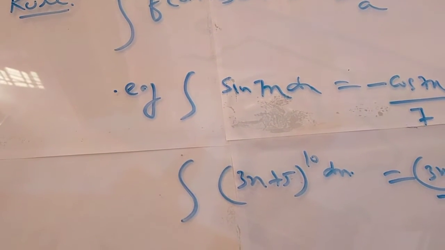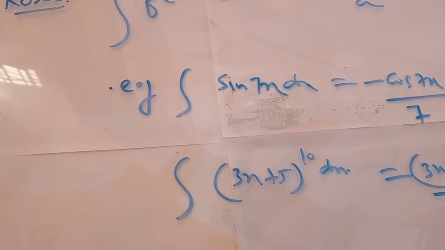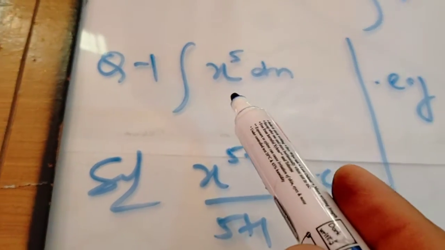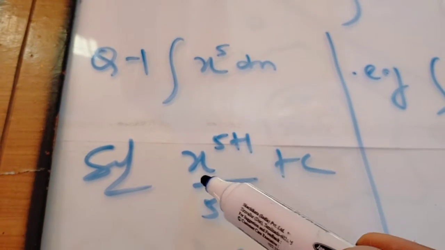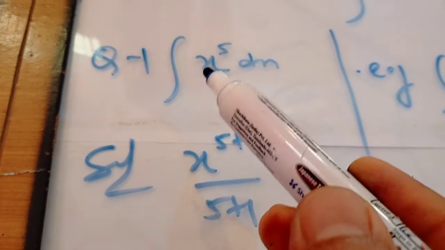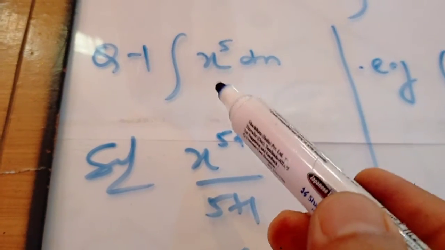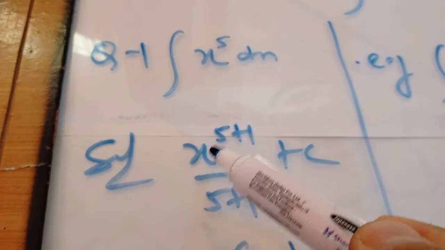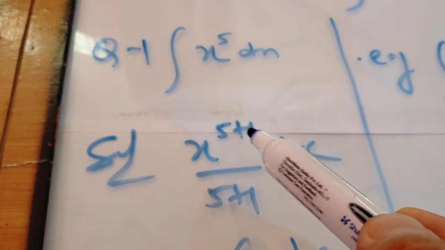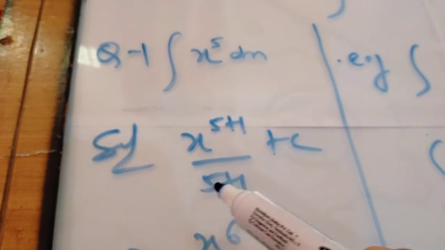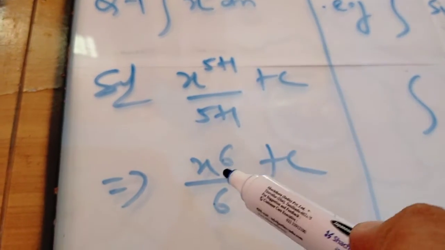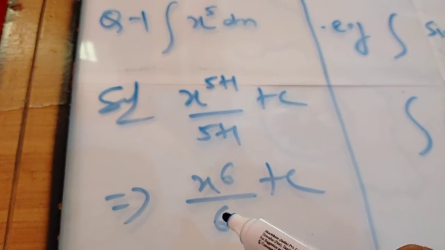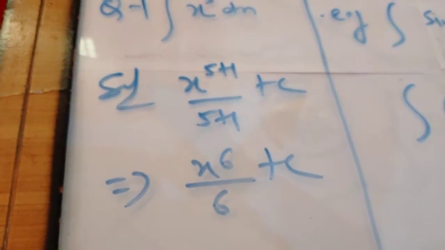Let's see how we are solving these questions. Now look at this question. We have integration of x raised to the power 5 dx. So this we can write as integration of x raised to the power n. That formula we will apply. According to that formula, we have to add 1 to n, so n plus 1. So 5 plus 1 divided by n plus 1, that is 5 plus 1, plus c. So 5 plus 1 is 6, and here also 6. So x raised to the power 6 upon 6 is the final answer for this question.